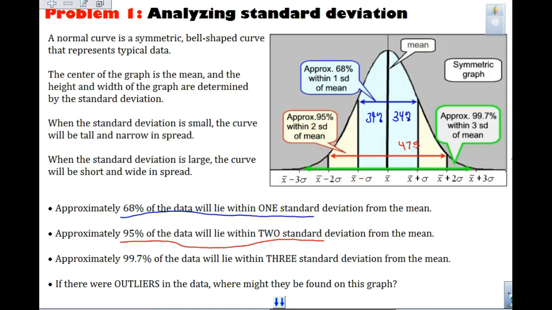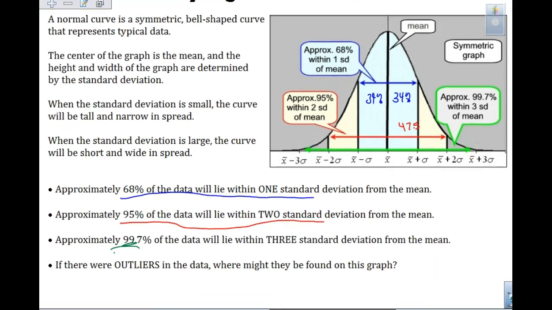And then the last one that they have in green, it says, well, 99.7% of my data is going to lie within 3 standard deviations away. So what I'm doing is each time I'm going to add 1 standard deviation, add 2, whatever that number was for our standard deviation, and add 3. It says if there's an outlier in our data, this might be found.